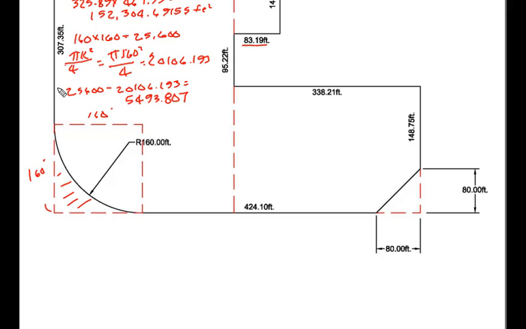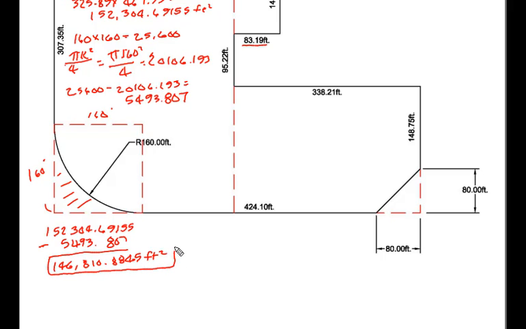So if we take our total area of 152,304.69155, subtract out our 5,493.807, that gives us a net area for that rectangle of 146,810.8845 square feet. So that is for this area here.